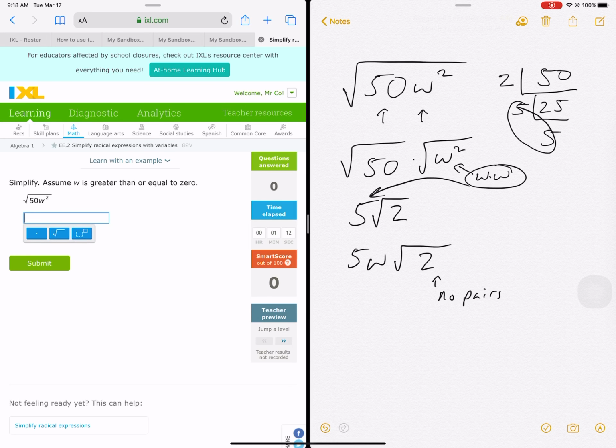Do we have a pair for w's? Yeah, remember this used to be w squared. Do you have a pair for 5's? Yeah, that used to be 25. Right? And when we took the square root, that gave us our 5 and our w. Let's go ahead and try plugging that in.